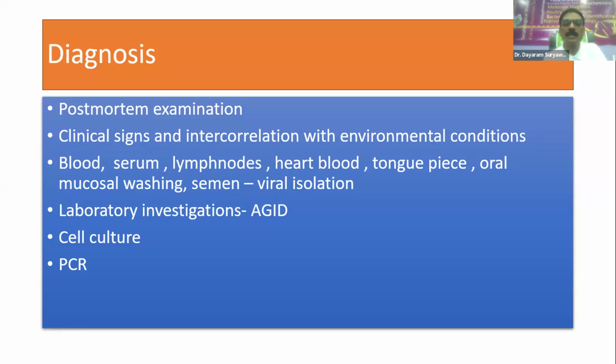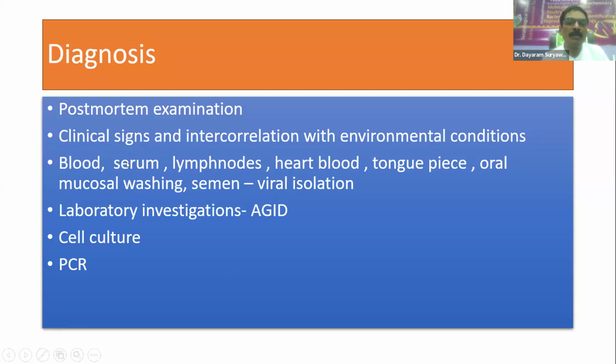Today, or since the last one month, we are facing the same problem. The complete cloudy conditions are there. A large number of Culicoides are present in the environment, and we have to correlate with the clinical signs. What samples should we collect for the identification of the virus?